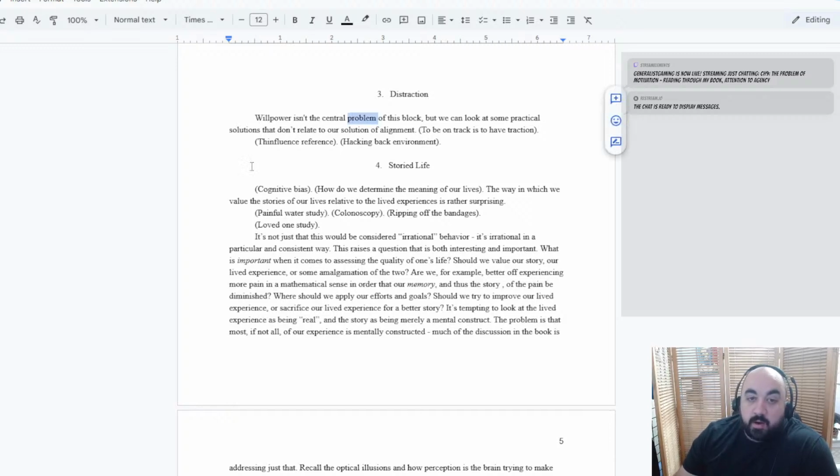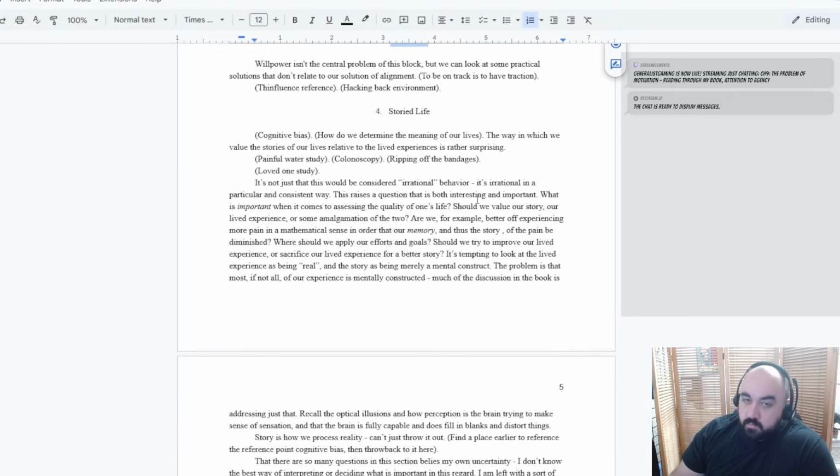Distraction. Willpower isn't the central problem of this block, but we can look at some practical solutions that don't relate to the solution of alignment. To be on track is to have traction, and then we're going to reference influence and hacking back the environment. There's a book by Nir Eyal called Indistractable that I think we were looking to reference here. I've since become less bullish on that author, and I don't even know if I would want to talk about him, and this entire section might get removed. I'm not sure. Okay, next up is story life.